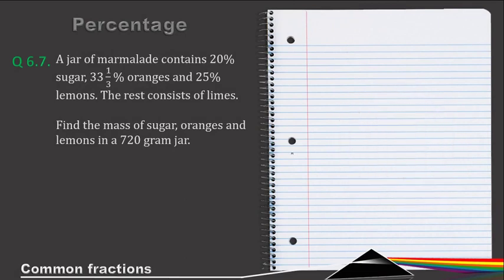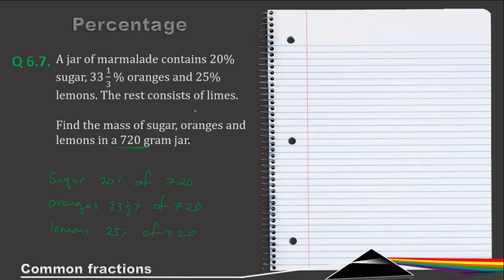Okay, so here we have a word problem. Question 6.7 says a jar of marmalade contains 20% sugar, 33 and 1 over 3% oranges, and 25% lemons. The rest consists of limes. Find the mass of sugar, oranges, and lemons. Now, in a 720 gram jar, all right, so we know that sugar is 20% of the total, and that the oranges is 33 and 1/3% of 720, and then that the lemons are 25% of the total, which is 720.